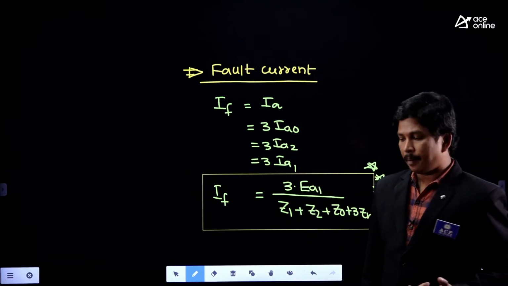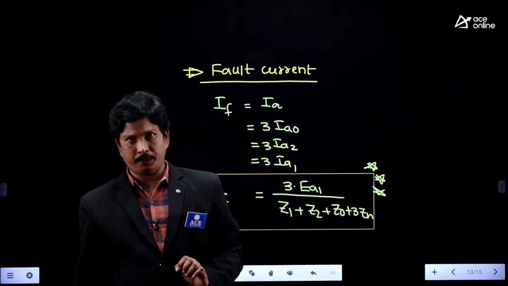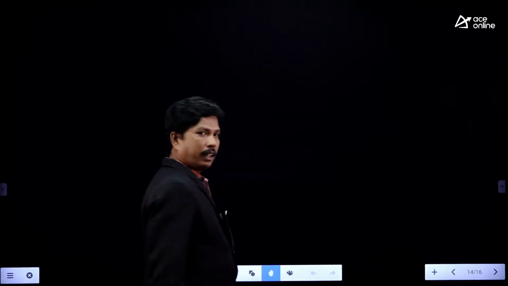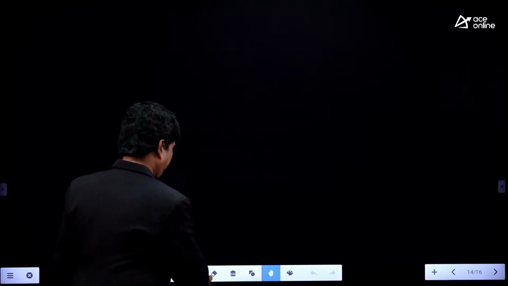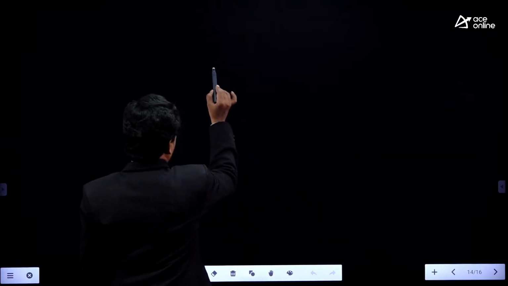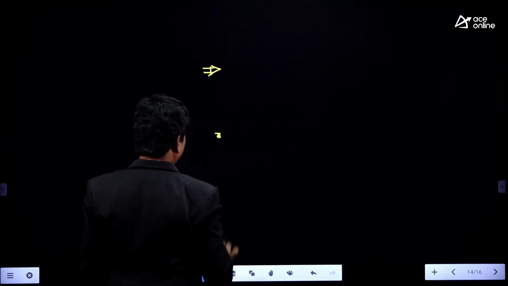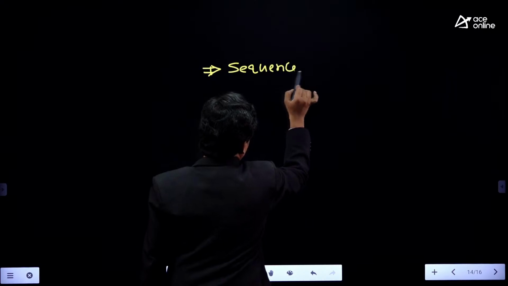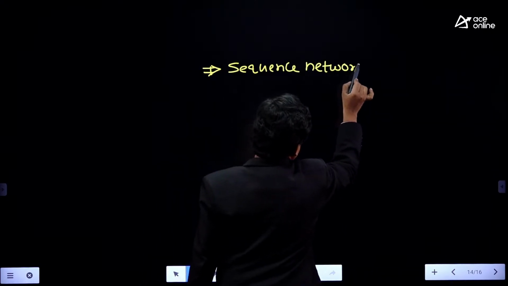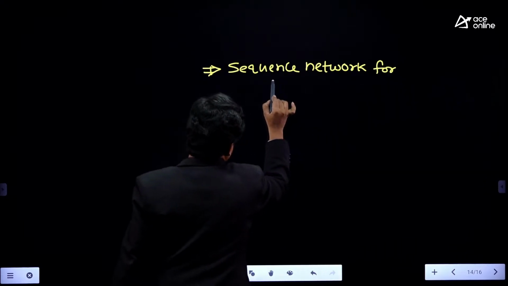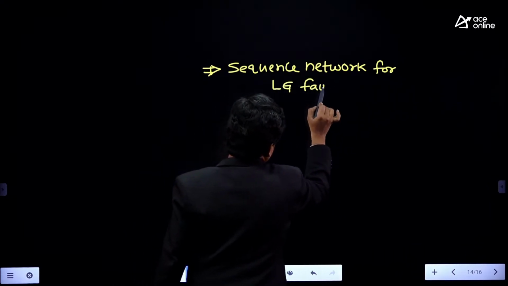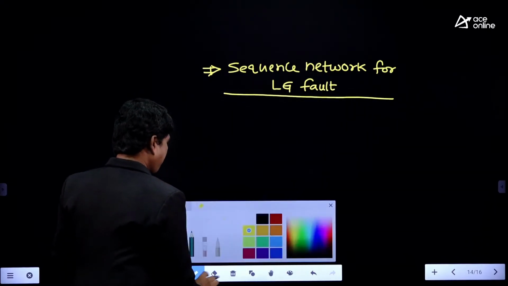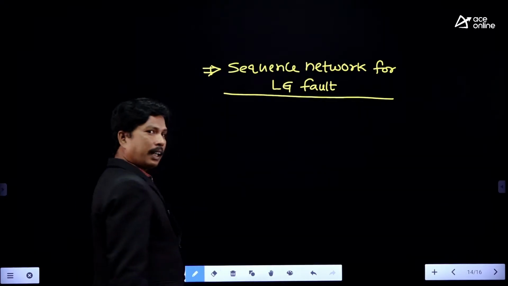Once we have all these three, we can draw the sequence network for LG fault, which is the most important one. Just check here, students. We can draw the sequence network for LG fault. In this case, we'll see what conditions we have.